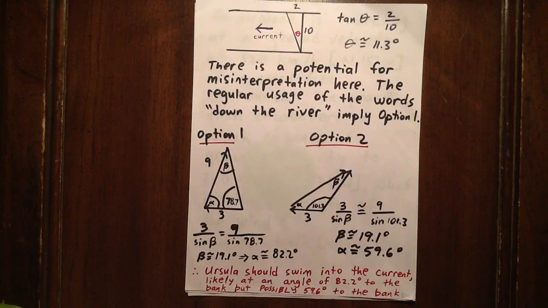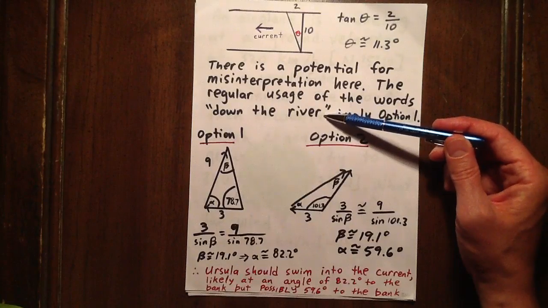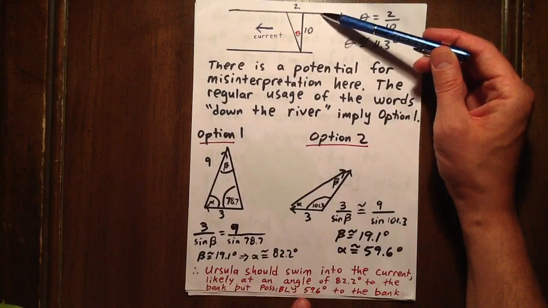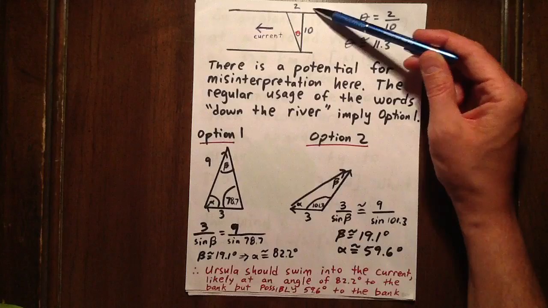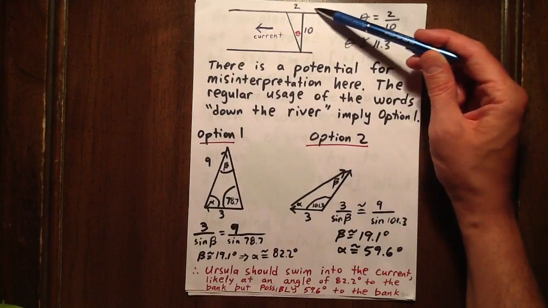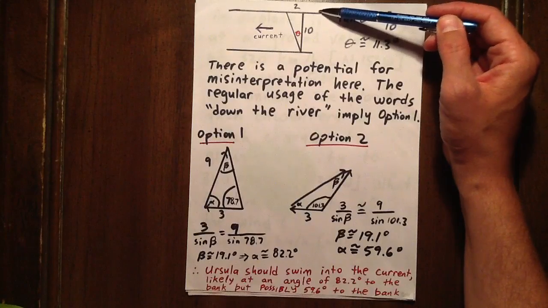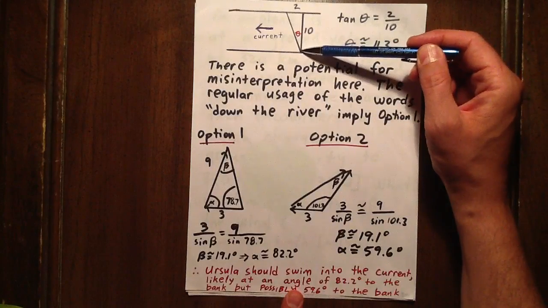However, it's possible that someone misspoke when they said down the river, and they were a little more casual with their language, and what they meant was down the river this way, in other words, against the current. Well, let's assume that the person misspoke, and we'll evaluate option 2. Let's assume that they want to actually end up way down here.